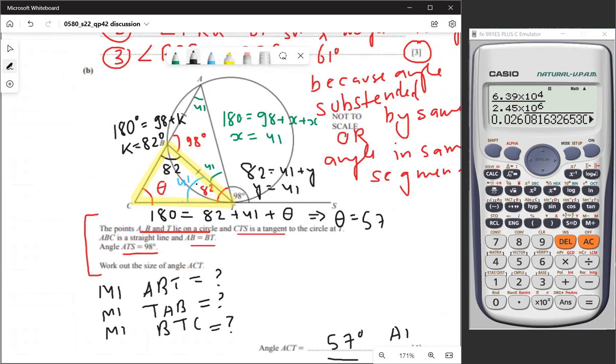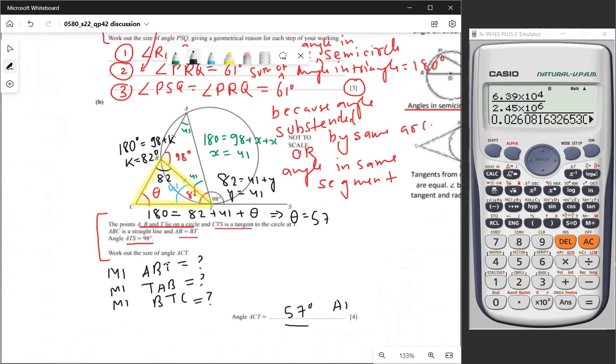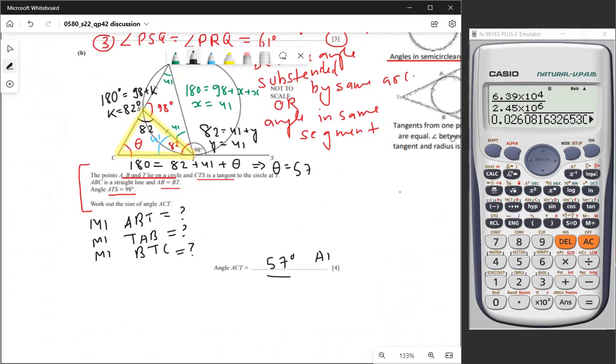We found what ABT was. We found TAB as well. We found BTC as well. So we found all of these angles. Either you write it on the diagram or you write it in your answer. Then you'll get 4 marks. If you write the answer directly as 57, you're only getting 1 mark. Any questions?